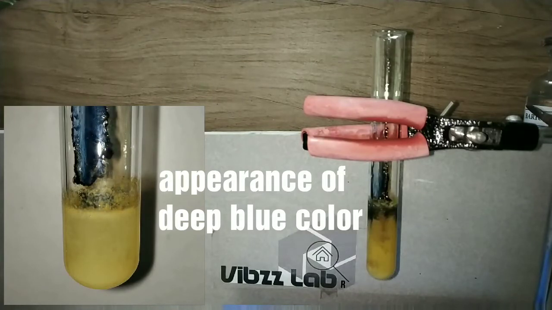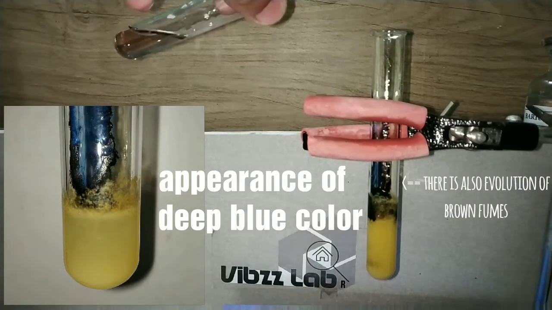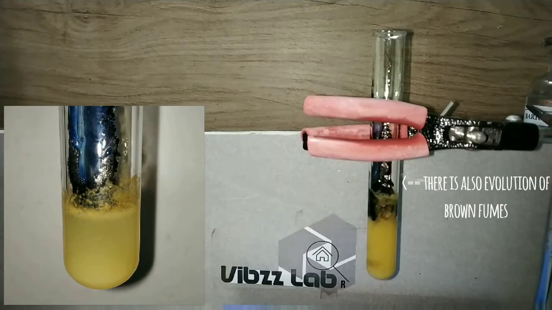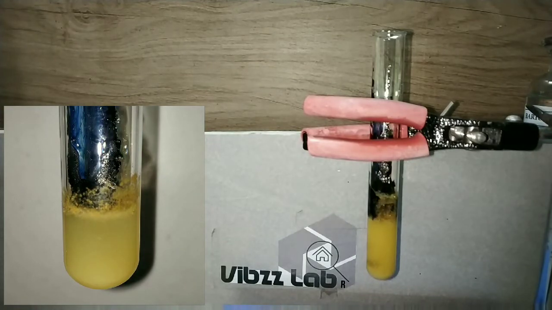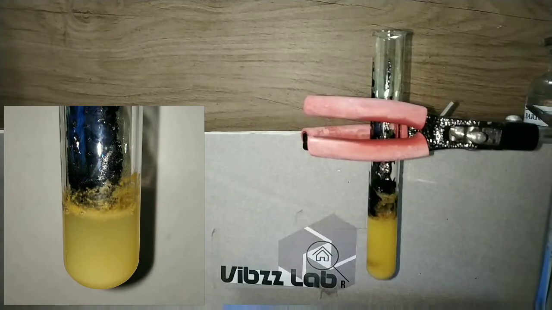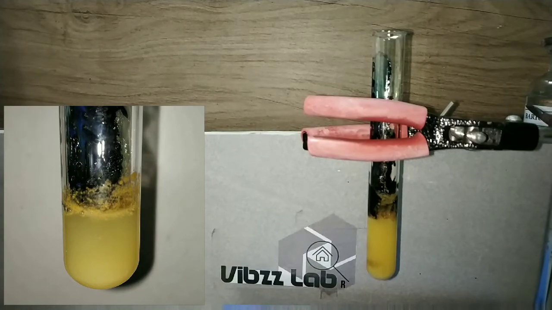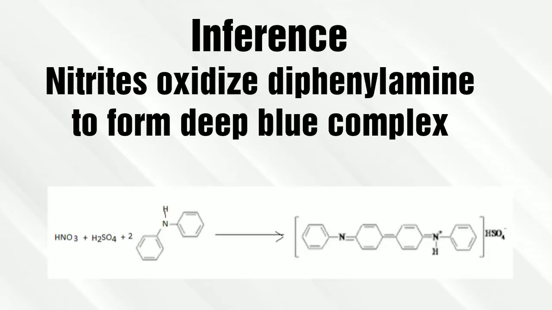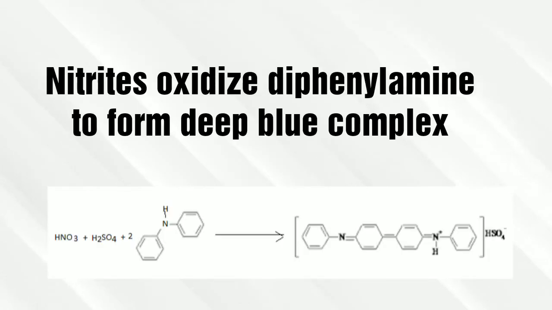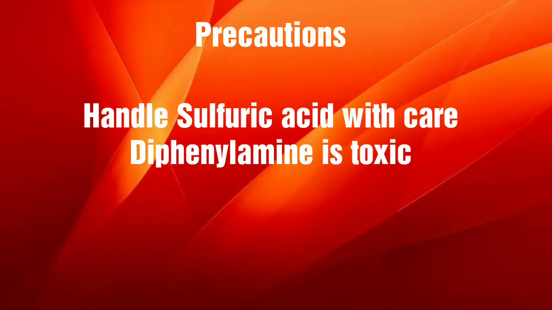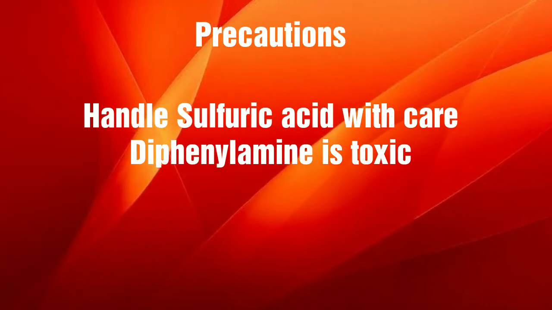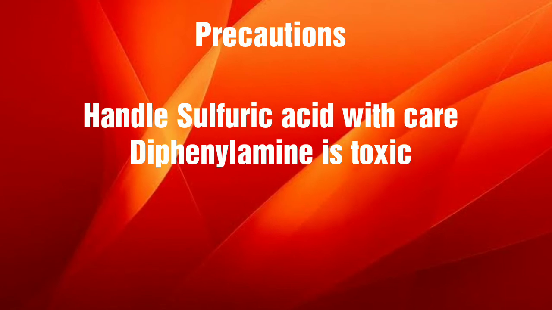You can see that immediately there is formation of a deep blue color and also oxidation of the nitrite with release of nitrogen dioxide gas. That is because of the sulfuric acid, and the blue coloration is due to diphenylamine. Inference: the deep blue color was due to the complex formed by the oxidation of diphenylamine by the nitrites. Precautions: handle sulfuric acid and diphenylamine carefully.